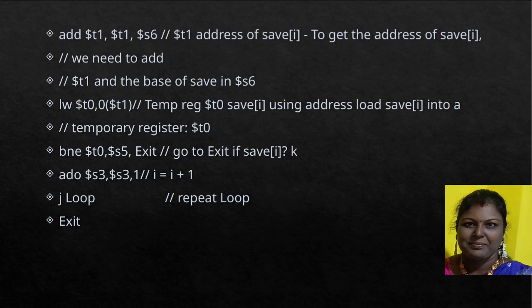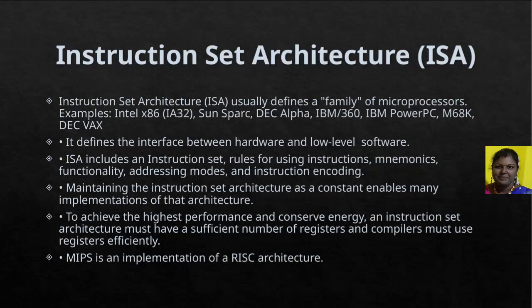An instruction set architecture, or ISA, is the blueprint that defines a whole family of microprocessors. Think of it as the contract between hardware and the low-level software that runs on it. It includes the actual instructions, the rules for using them, how they're written, and how the processor understands them. Keeping the ISA consistent lets manufacturers create many different versions of a processor. For top performance and energy savings, the ISA needs enough registers, and compilers must use them well.